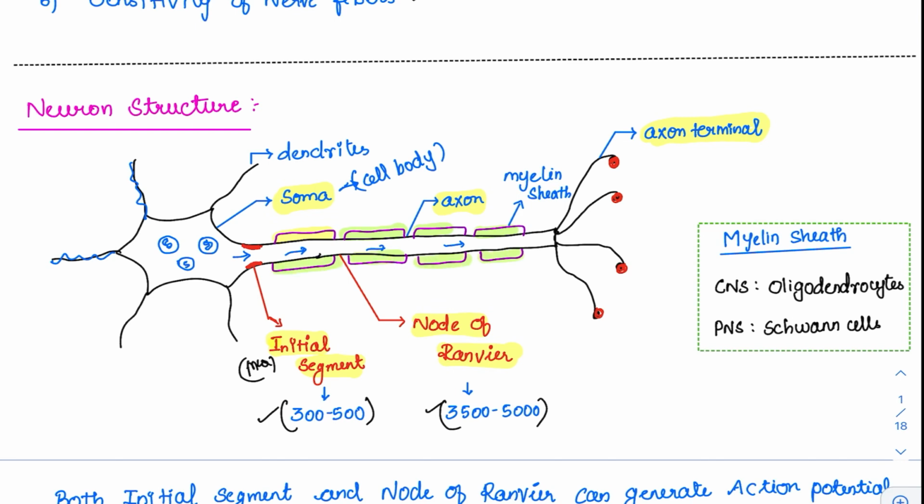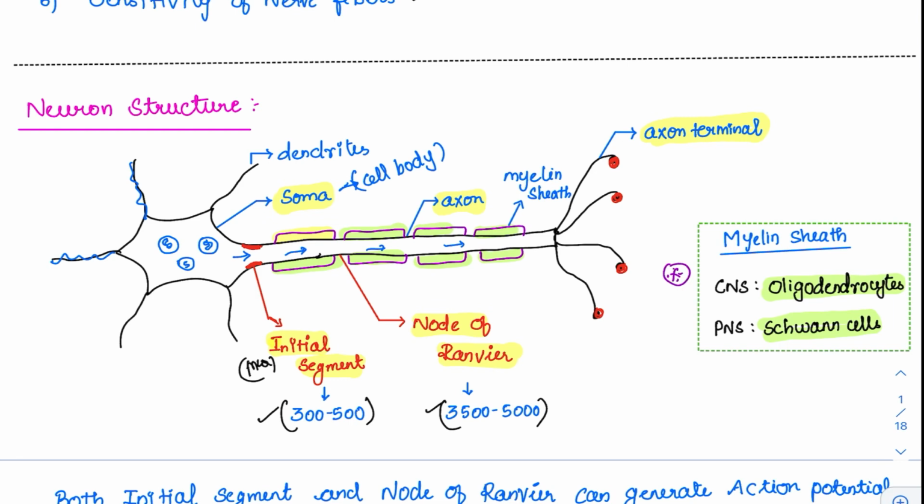But what is the myelin sheath in the central nervous system? The myelin sheath is formed by the oligodendrocyte cells. Whereas in the peripheral nervous system, the myelin sheath is formed by Schwann cells. So this is also important information. So this is the basic axonal structure.